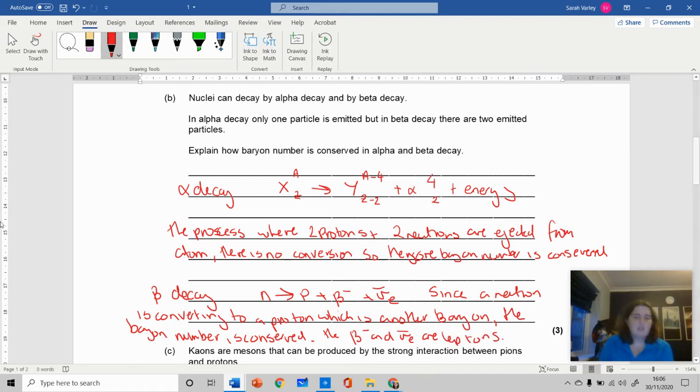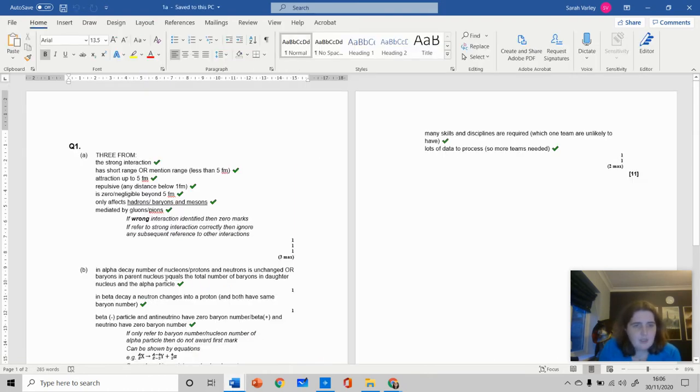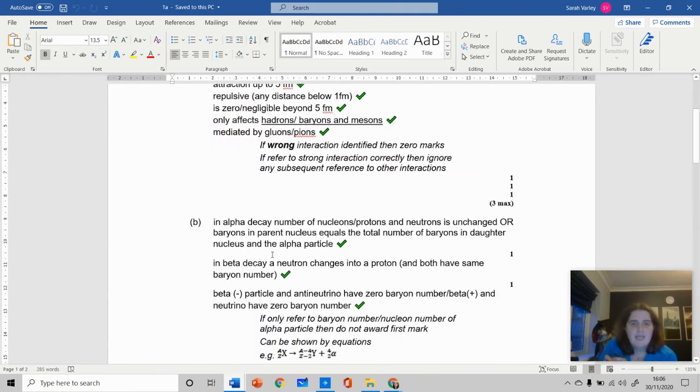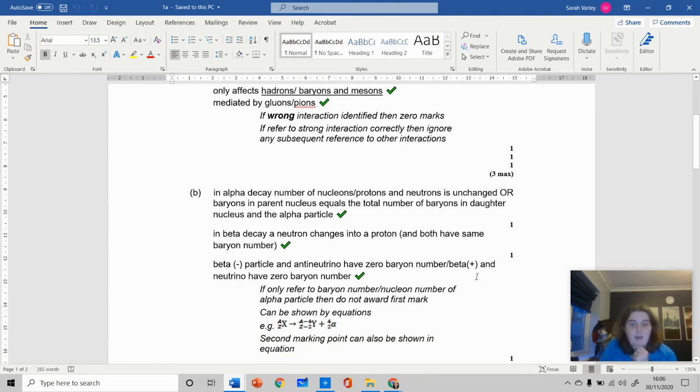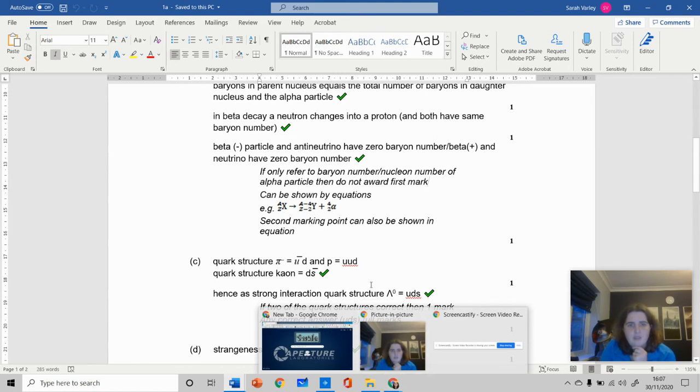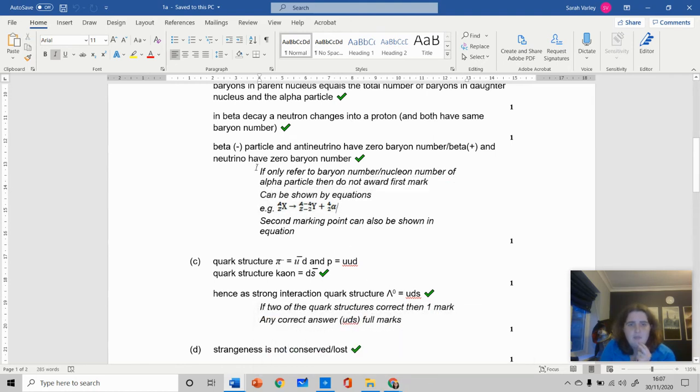Okay, so having a look at the mark scheme for this one here. So in alpha decay, if I just grab this up here, zoom in a little bit more, it says in alpha decay, the number of protons and neutrons is unchanged, or the parent nucleus equals the total number of the daughter nucleus and the alpha particle. In the beta part, the neutron changes into a proton. Beta has a 0 baryon number and a 0 there. Only refers to the baryon number and the nucleon number. Second mark point can be shown by equations. There's loads of little other marks here. Only refer to baryon nucleon number of the alpha particle, then do not award first mark.